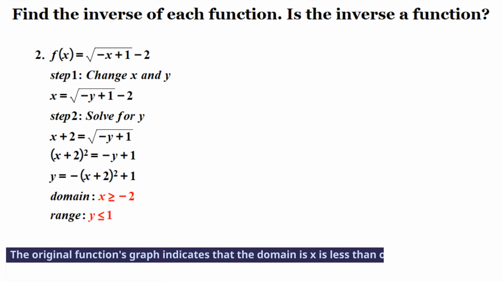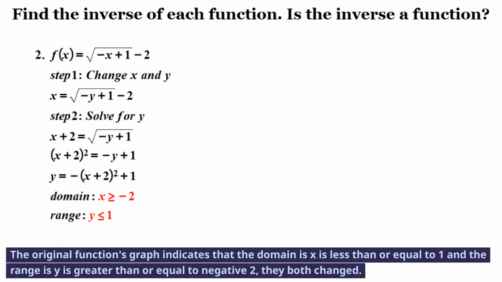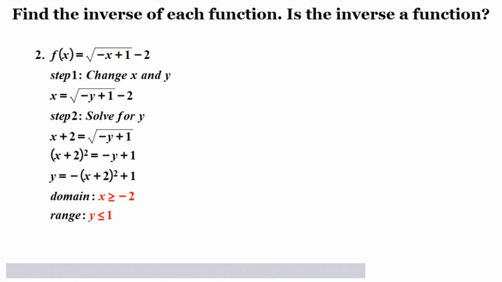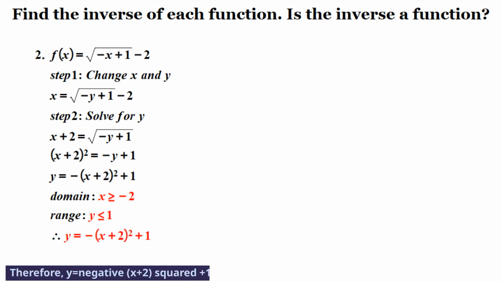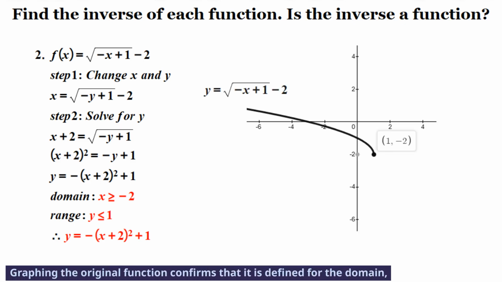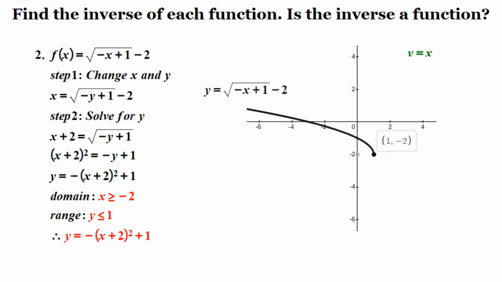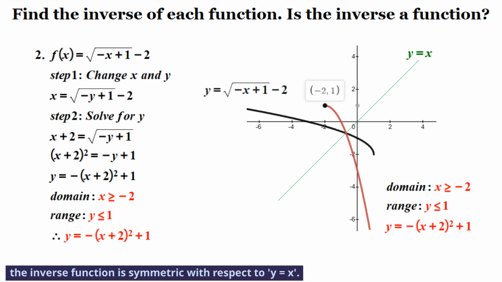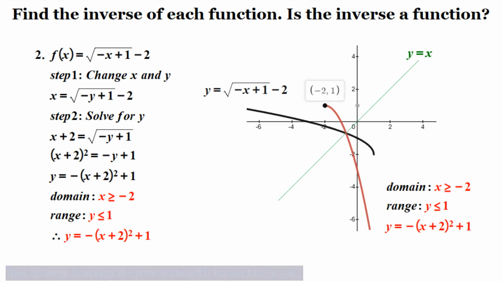The original function's graph indicates that the domain is x is less than or equal to 1 and the range is y is greater than or equal to negative 2. They both changed. Therefore, y equals negative x plus 2 squared plus 1. Graphing the original function confirms that it is defined for the domain. The inverse function is symmetric with respect to y equals x.